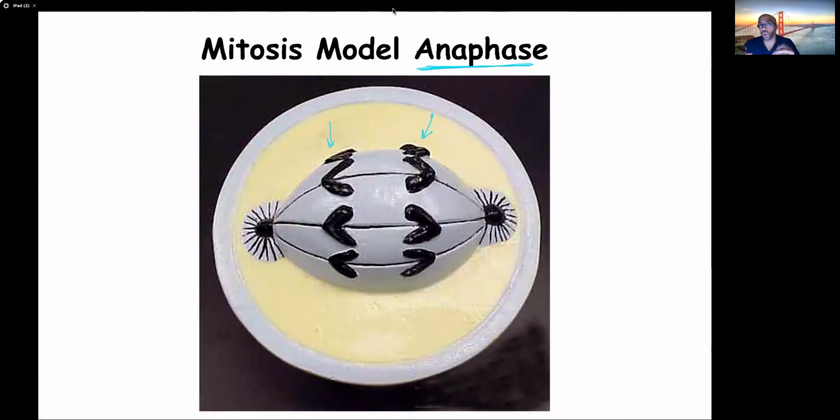As I keep pulling those two sister chromatids away from one another, again, this is gonna cause the rupture of the centromere, attaching them together. And I will be able to form two sets of chromosomes on both sides of the cell. The phase in which I have the separation of the two sister chromatids from one another, forming two sets of chromosomes, is called my anaphase.